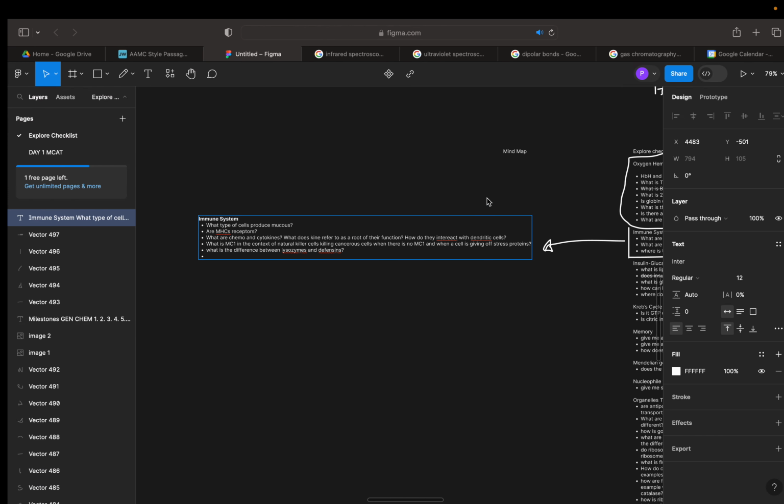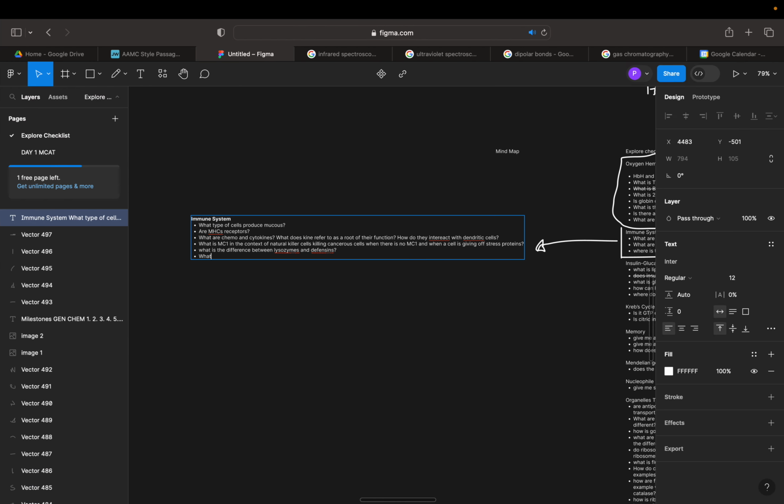So, what are the similarities and differences between classical, alternative, and lectin pathways of the complement system?